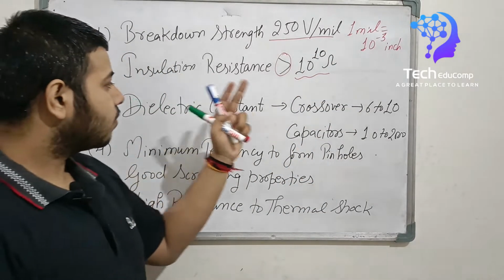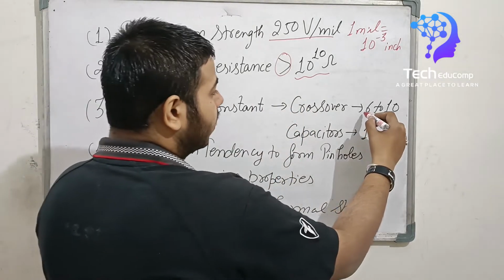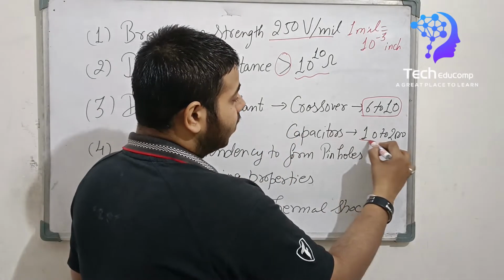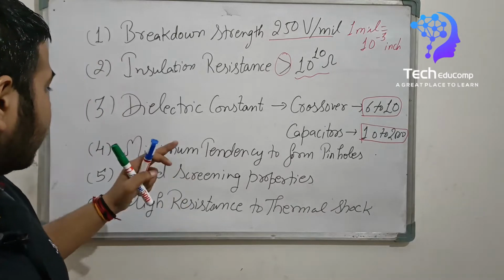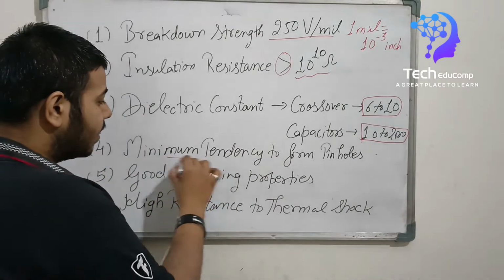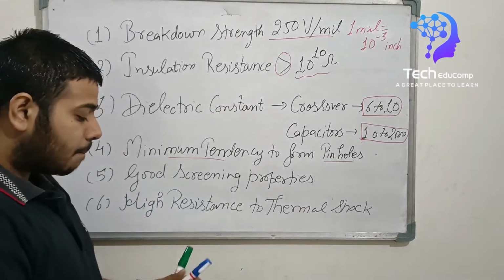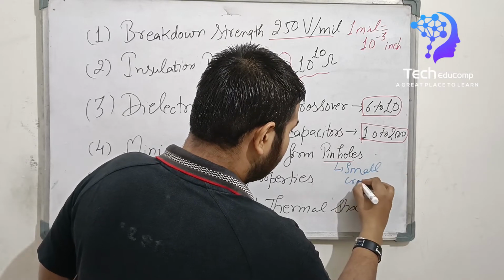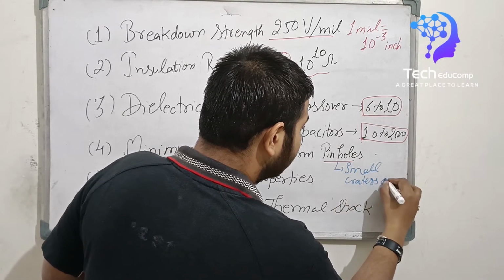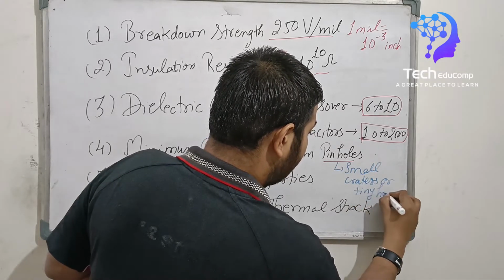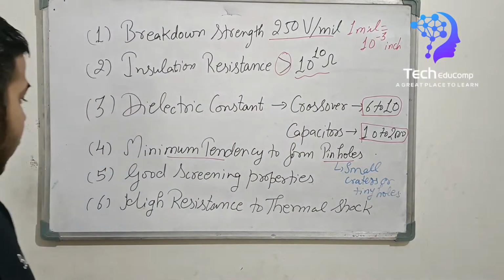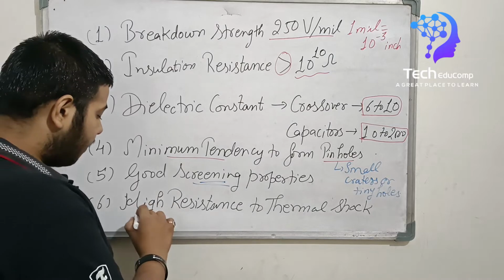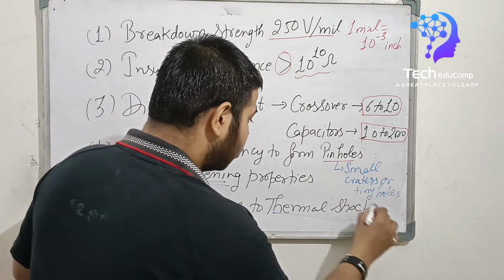The next one is for crossover, the dielectric constant should be 6 to 10, and for capacitors, it should be between 10 to 2000. Fourth one is it should have the minimum tendency to form pinholes. Now, what are pinholes? Pinholes are small craters, or you can say tiny holes. Fifth one is it should have good screening properties. The last one is it should have high resistance to thermal shock.